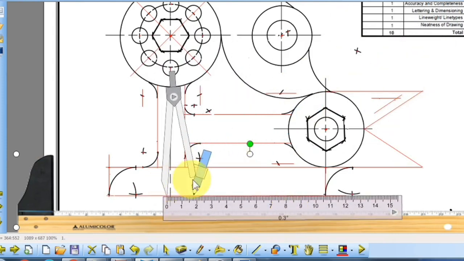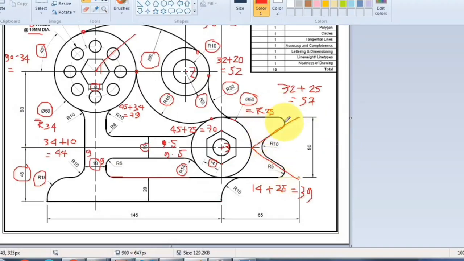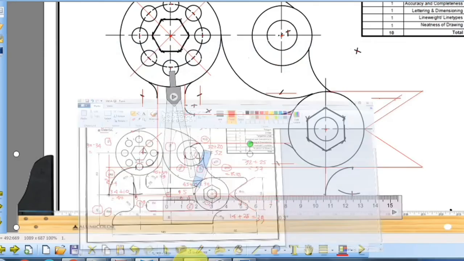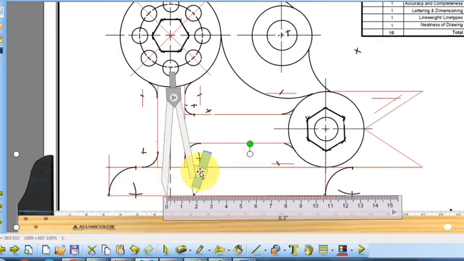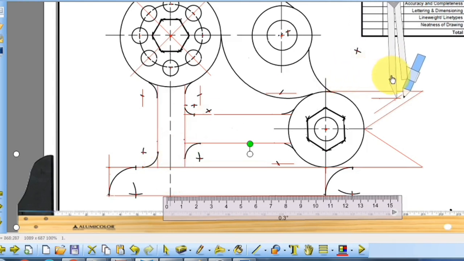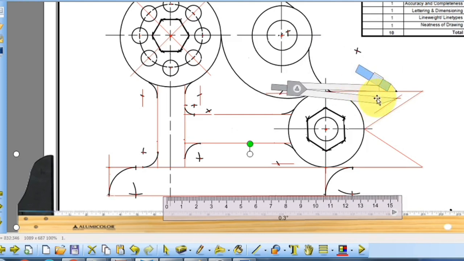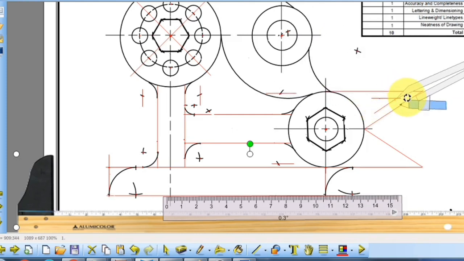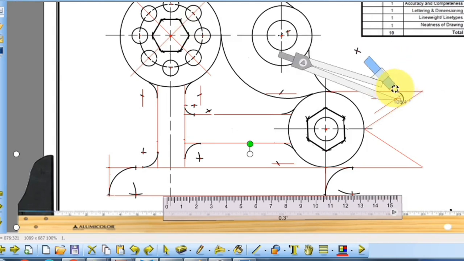So we can open to radius 5. This and this is the same. Okay, so radius 5. Alright. Now we can point it here. This is our center point, and now we can draw the arc. If it's not touching properly, then you adjust a little bit. It should be 5. It should be touching. Okay. Alright. So like that.